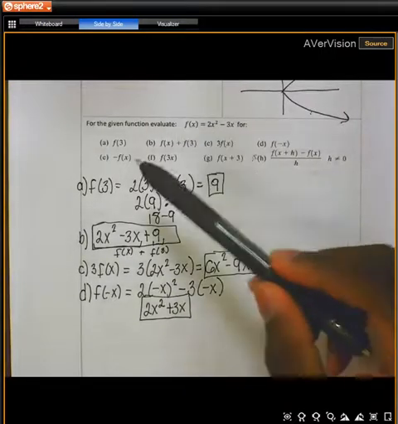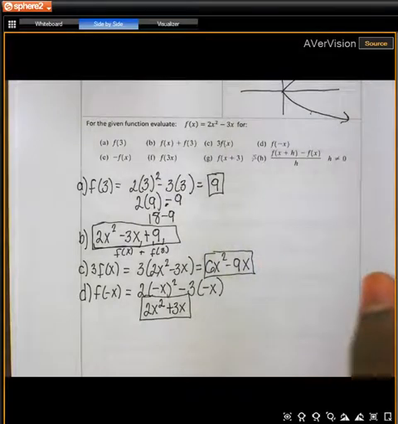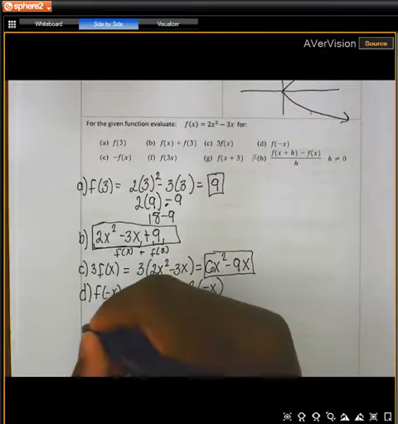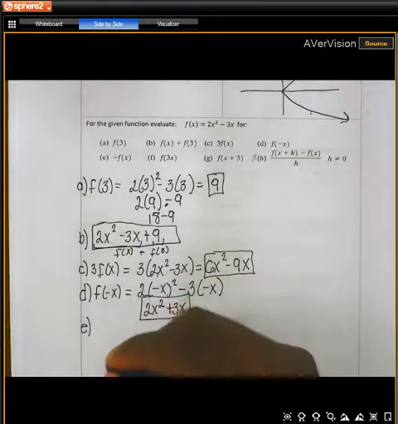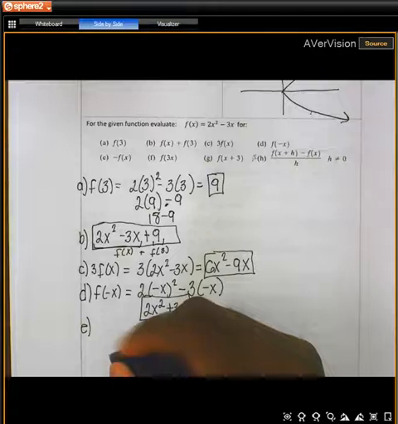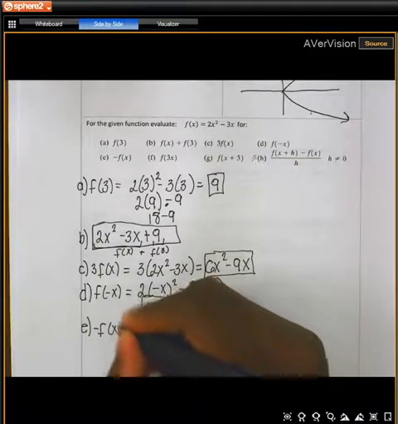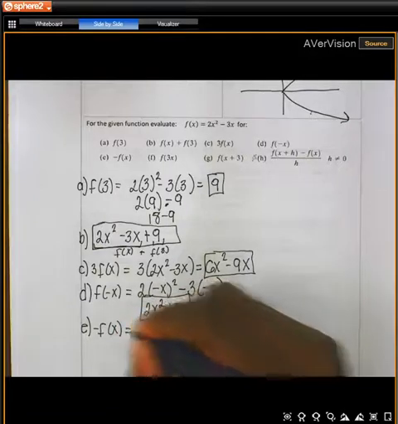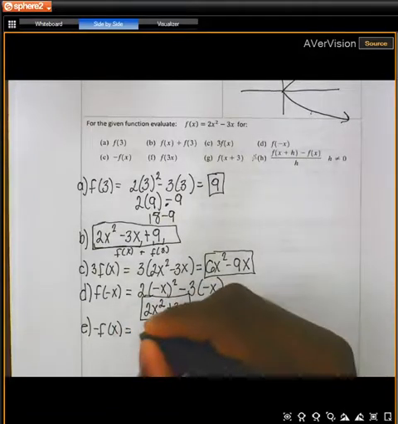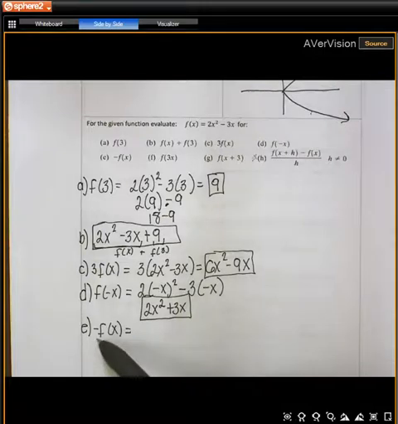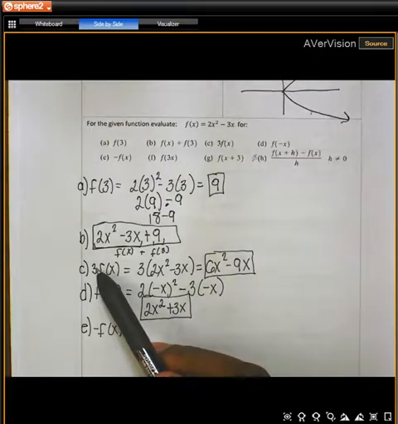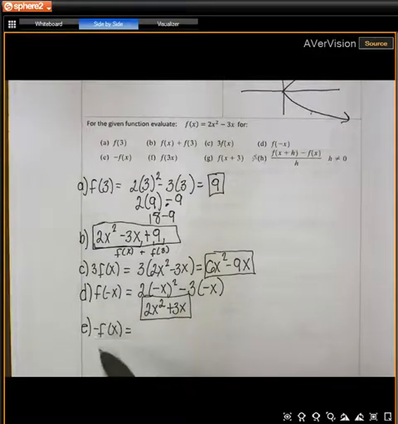Do you need me to go over E and F, or you think you got it? All right. She says her. So this one is just like C, except instead of 3, we have a negative 1 in front.